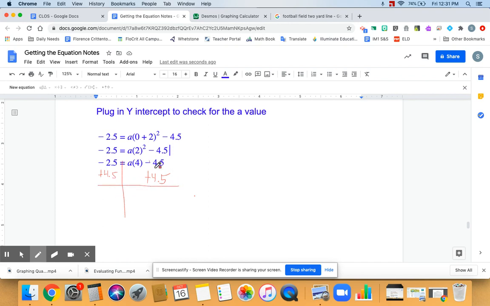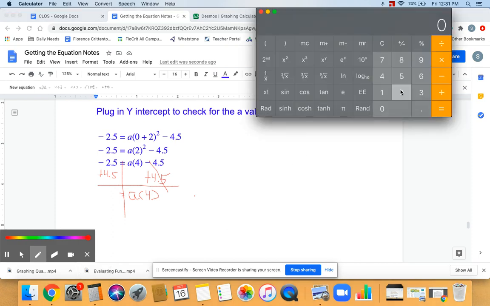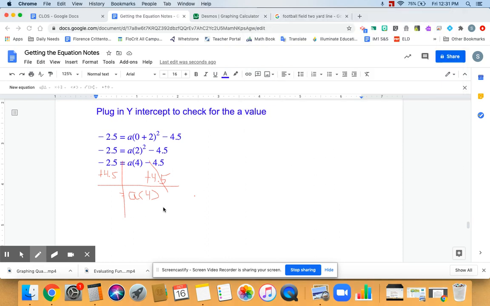So on this side, the -4.5 plus the 4.5 is going to cancel, and I'm just left with the a being multiplied to the 4. And then on this side, -2.5, and if I add the 4.5, I'm left with +2.